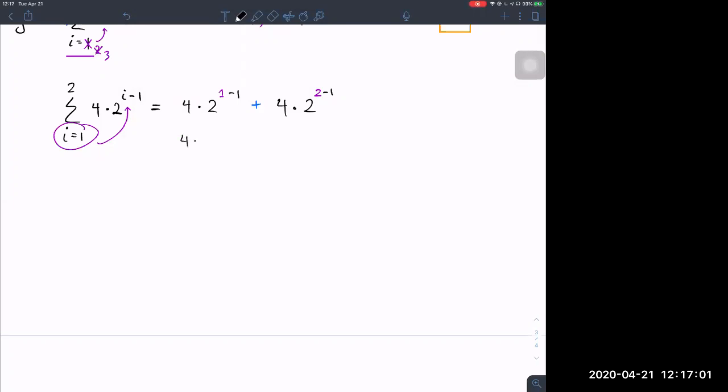This becomes 4 times 2 to the 0, which is 1. I'll write that on the note here. Note: any number raised to the 0 power is 1. This is what I forgot to tell you briefly.